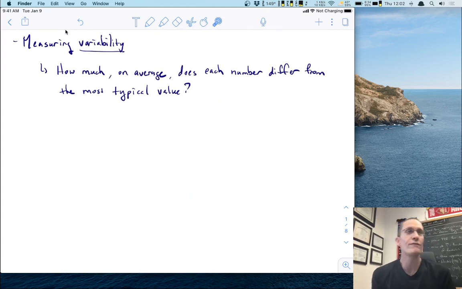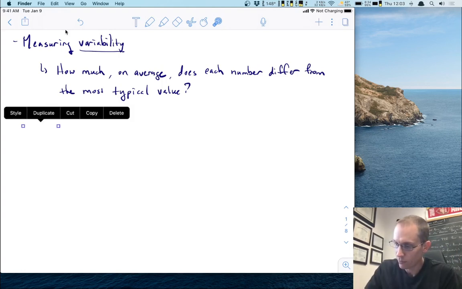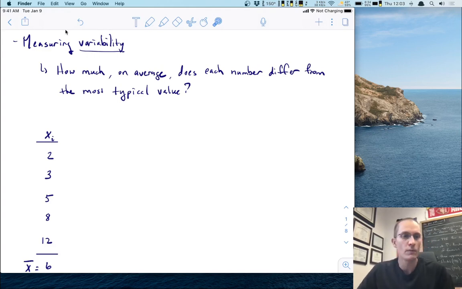Okay, so let's begin with a review of what we mean by measuring variability. So when we talk about variability of data, what we are asking is how much on average does each number in the data set differ from the most typical value, usually the mean in this case. So to illustrate, let's walk through a very simple example. So let's suppose we have 5 data points listed here in a column, 2, 3, 5, 8, and 12. You can easily find that the mean of these 5 data points is 6.